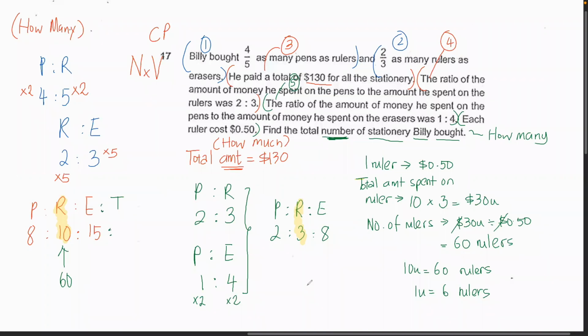Very good. So we simply do, maybe I continue from here, 8 plus 10 plus 15. That gives me 33 units. Agree so far? So Billy actually bought 33 units worth of stationery. Am I making sense here? So how do I find the number of stationeries bought? Very simple. 33 units is actually equal to 6 times 33. All right, and that gives me 198 stationeries purchased.